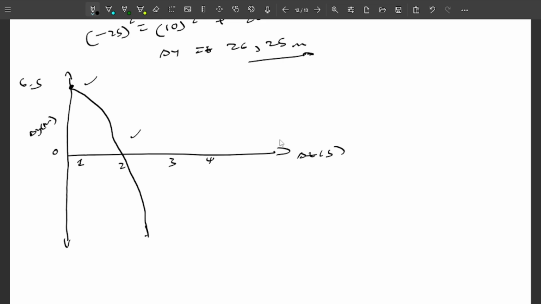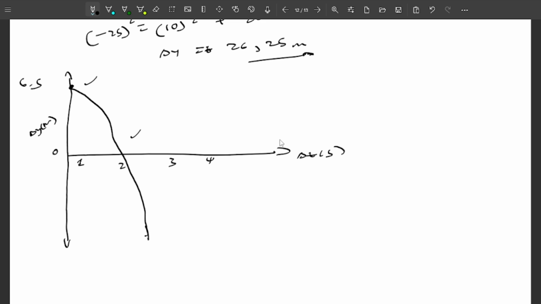Remember that this is the position time graph, so it's not the velocity time graph, whereby when the velocity is 0, it's at its maximum point. So here we know that it's not the maximum height or anything, it's just the position at which the ball was at time 2.